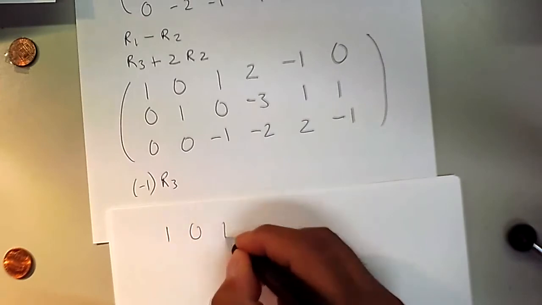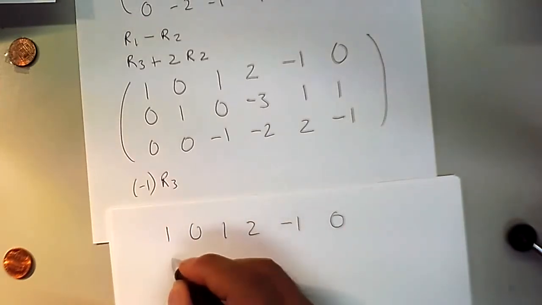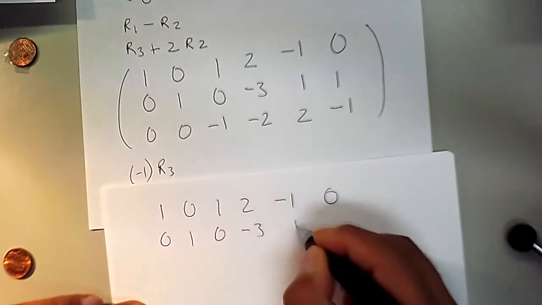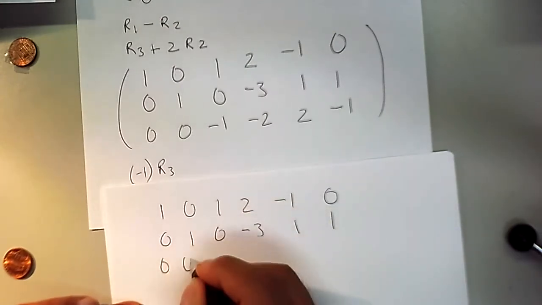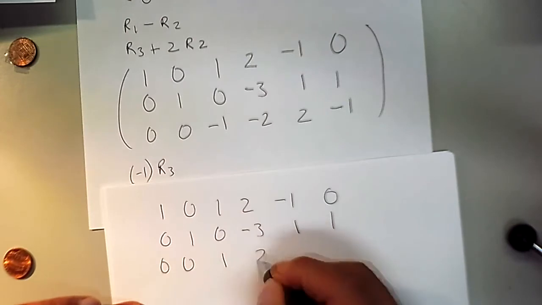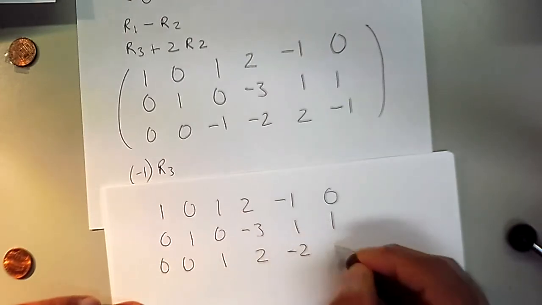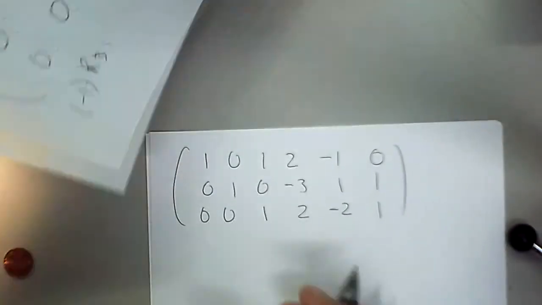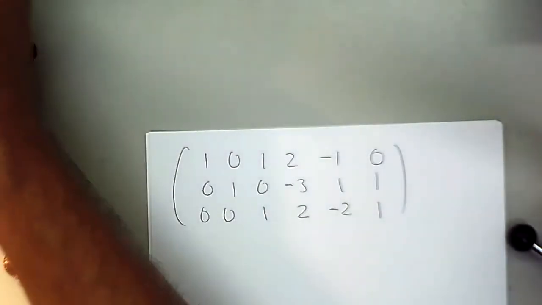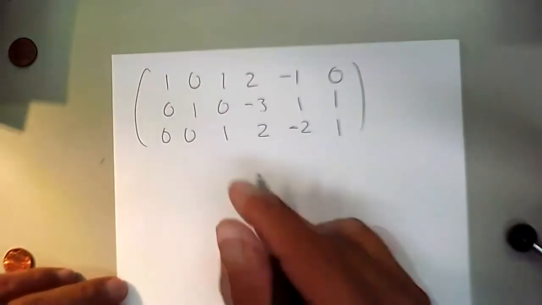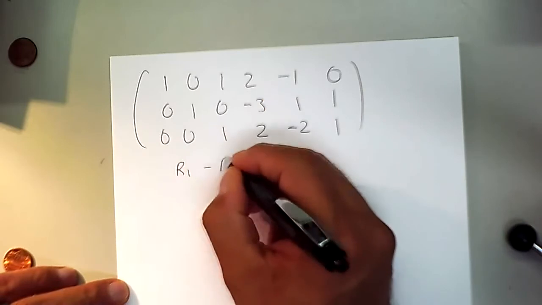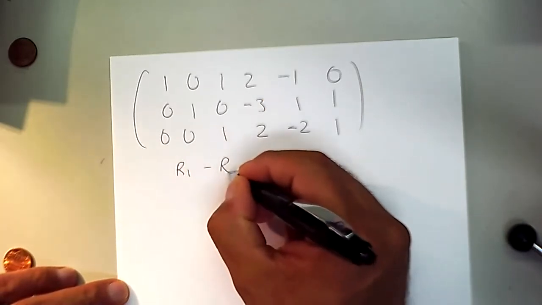One, 0, 1, 2, negative 1, 0, 0, 1, 0, negative 3, 1, 1, 0, 0, positive 1, positive 2, negative 2, positive 1. And finally, to get rid of this one, we do row 1 minus row 3.